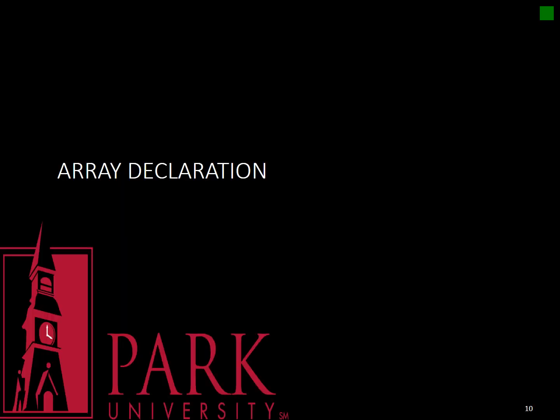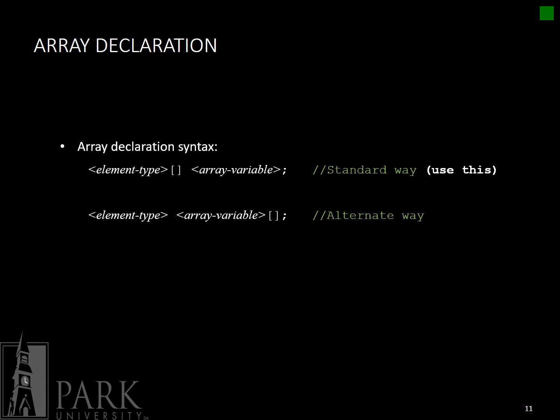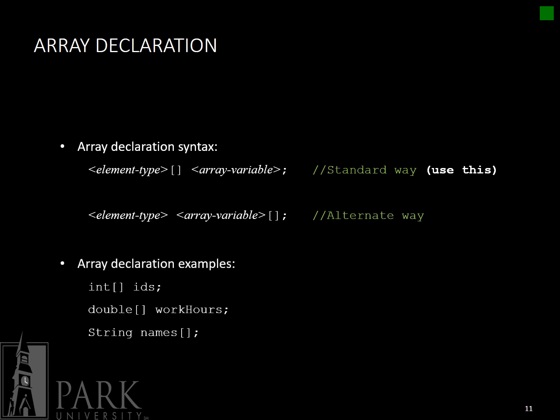So let's take a look again at how we actually declare an array. An array is a variable, and as such, you must declare it before you can use it, just like everything else, right? So here is the syntax that you see, that you have 2 different ways to do this. We have the standard way, which is you have the element type followed by the bracket, followed by the name, okay? Alternatively, you could put the bracket at the end of the variable name. Now that is not accepted standard practice, so don't do it that way.